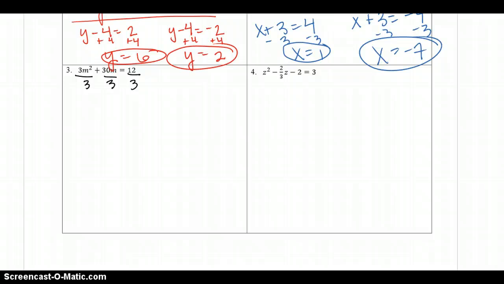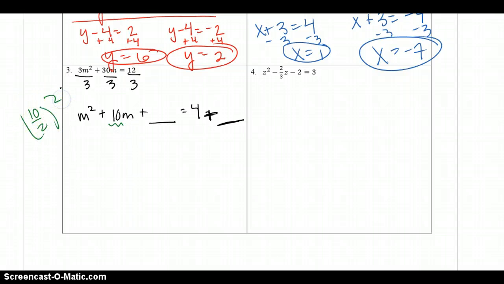So when I take a 3 out, my first term will just be m squared plus 30 over 3 gives me 10m plus our blank equals 12 over 3, which is 4, plus blank. Now what do I add into the blank? My b here is 10, so 10 over 2 squared is 5 squared, which is 25. Add that to both sides.